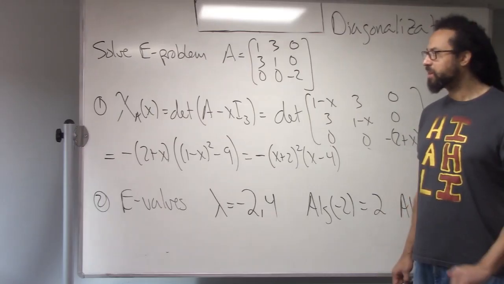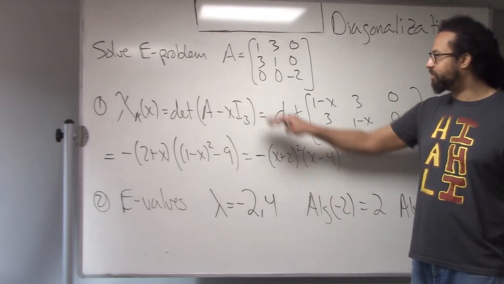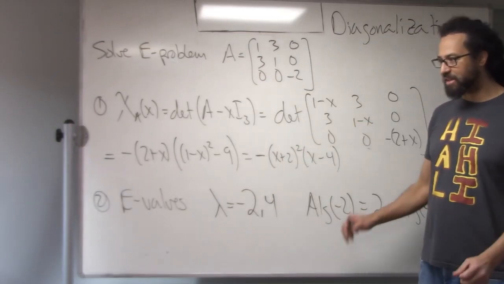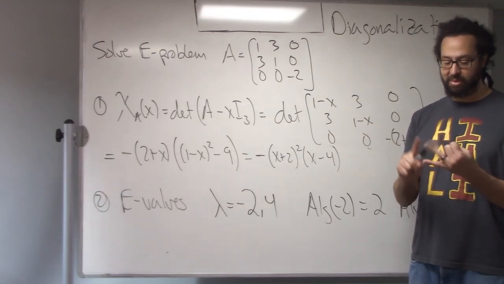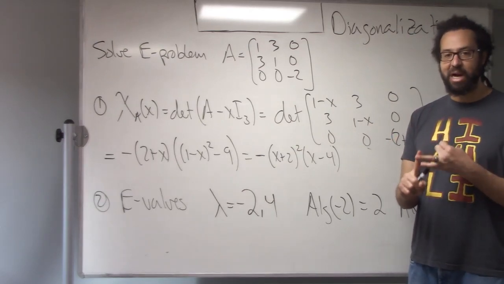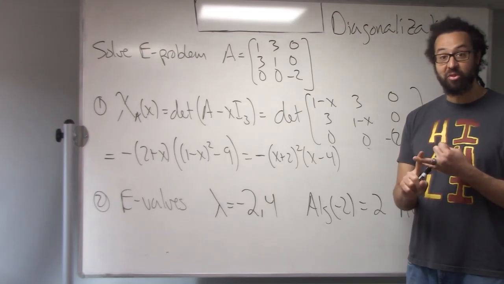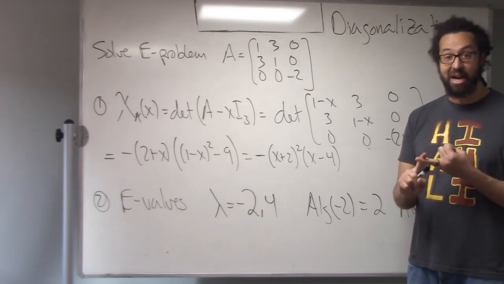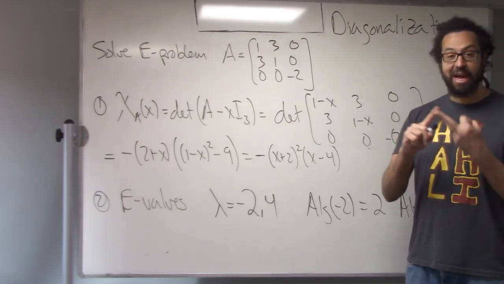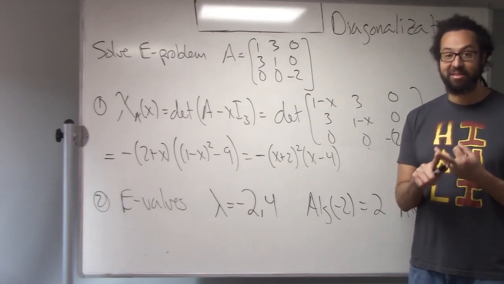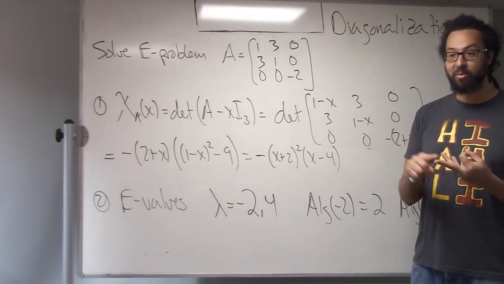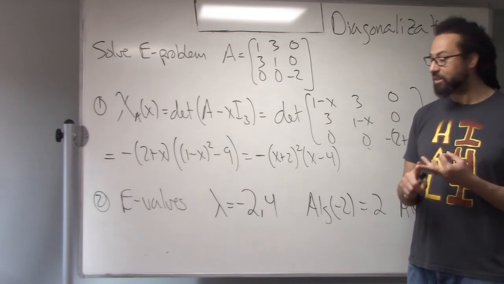All right, let's solve the complete eigenproblem for this matrix A. So what does that mean? It means find the characteristic polynomial, use that characteristic polynomial to find the roots, which are the same as the eigenvalues. And then once you have the eigenvalues, you want to find the corresponding eigenspaces. That's going to be the subspace consisting of all the eigenvectors.